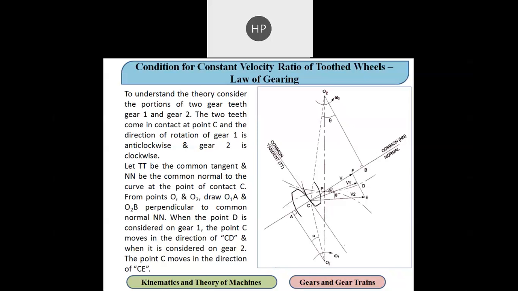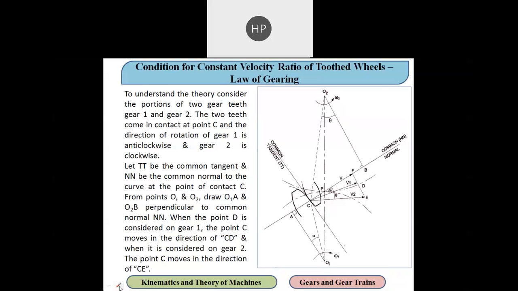see here. This question is also asked in exams: define and derive the law of gearing. So first of all you have to define it, and then you have to derive it. To derive it, first of all we should have the basic knowledge about the diagram given over here.